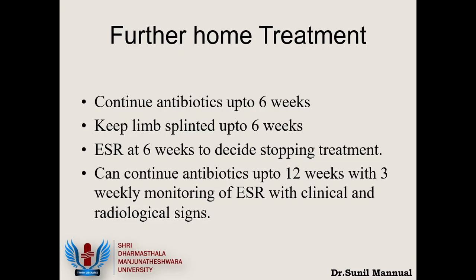So in general, it is only 6 weeks of treatment: 6 weeks of antibiotics, 6 weeks of splinting. Only occasionally, in a child whose ESR is not normal at 6 weeks, we go on adding every 3 weeks. Up to 12 weeks, we can give antibiotics.